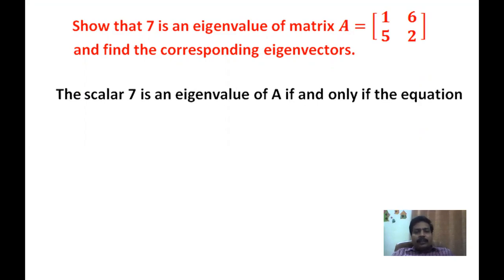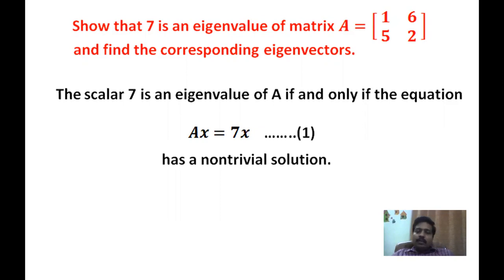So the scalar 7 is an eigenvalue of A if and only if the equation Ax is equal to 7x is satisfied. Let this be equation number 1. So this equation must have a non-trivial solution. Of course, the zero solution is obvious everywhere. We are not interested in that zero solution. If x is 0, then it is not an eigenvector. We need to find a non-zero solution x such that Ax is equal to 7x.